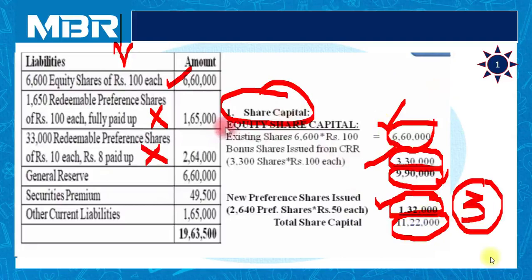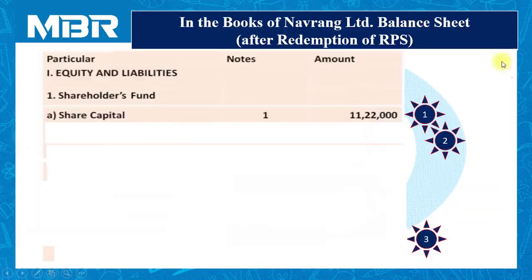In this way, we can calculate share capital with as many as possible items given in our calculation as well as provided by the examiner to us in our question. Now we have to transfer total share capital rupees 11,22,000 to our balance sheet. Simply check our balance sheet. A share capital, note number 1, 11,22,000. In this way we can calculate our share capital.